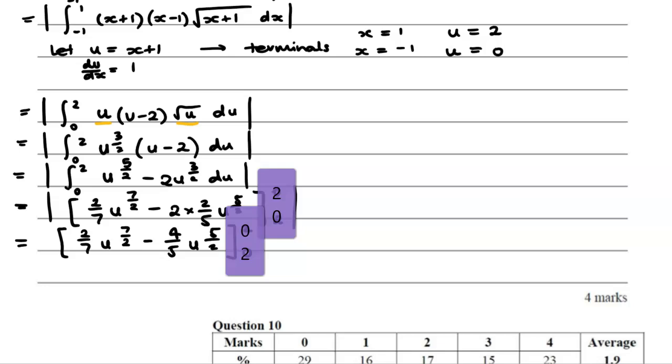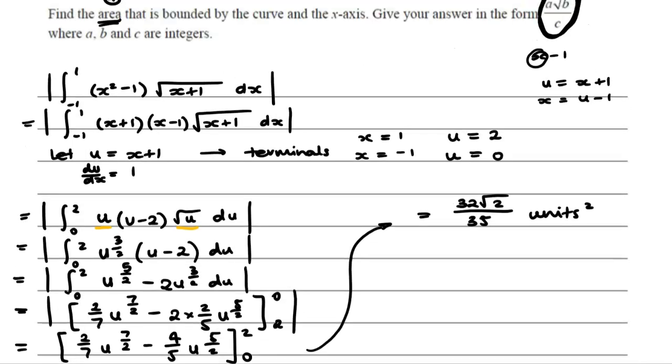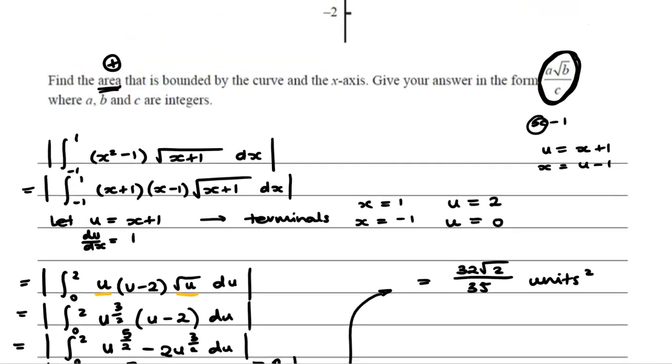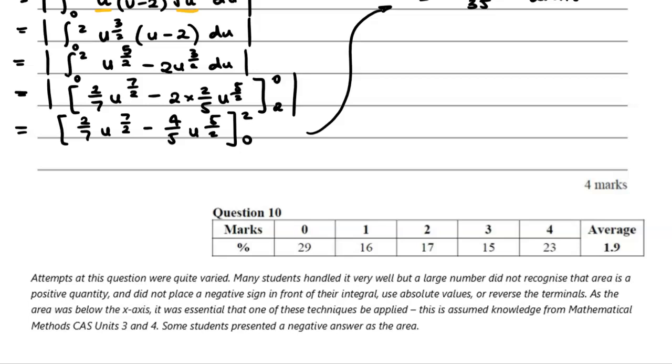Okay, can I get you to double check when I do this? You should get 32 root 2 over 35 units squared. Just double check that you do get that. You may need to do a bit of manipulation because recall the question asked for us to put it in this particular form. And a little note with this question, people got an average of 1.9 out of 4.